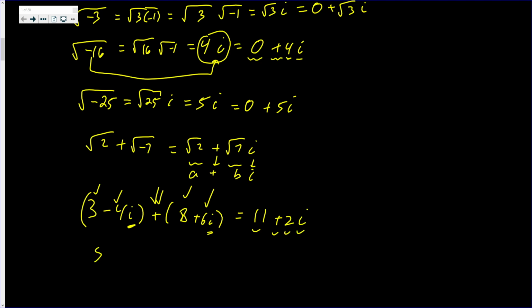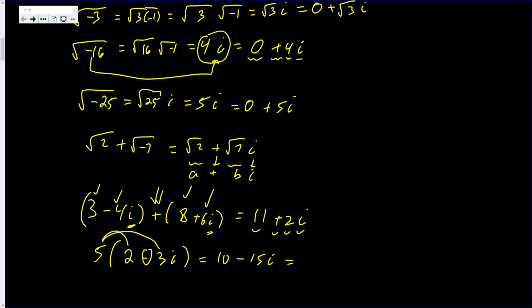Perfect. Now, how about 5 times 2 minus 3i? 5 times 2 is 10. Minus 5 times 3i, well, 5 times 3 is 15, times i. Ooh, that's a minus bi.